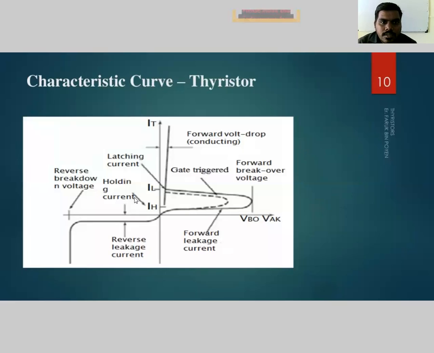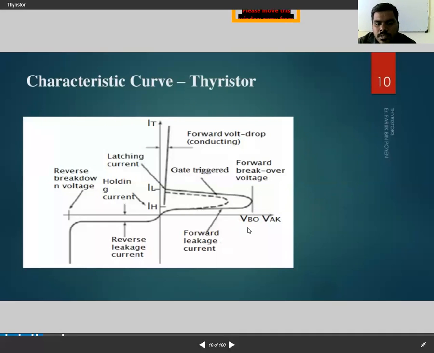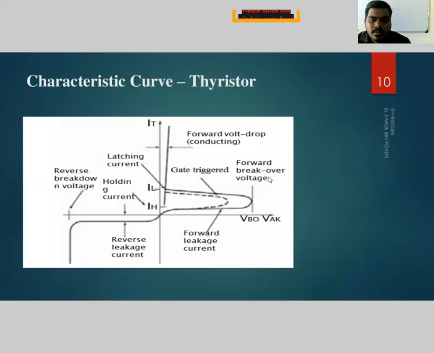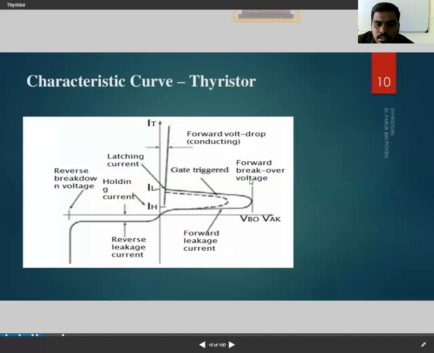Okay, then we have the characteristics curve of the thyristor. In the previous video also we have seen that this is VBO, the breakdown voltage. If we increase the voltage beyond VBO, then junction J2, which is already in reverse bias, will break down. That breakdown is called avalanche breakdown, and due to that breakdown the thyristor or the SCR will conduct. Okay, so this is the breakdown voltage. This is the gate triggering forward voltage, and this is the forward conducting region.